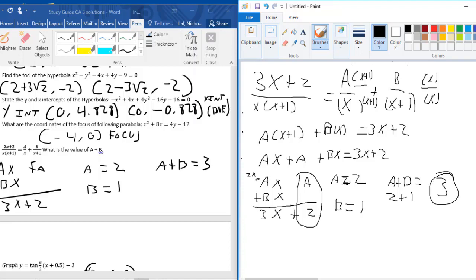Which means if you wanted to plug in values for A and B, you could easily just take your values for A and B and plug them in and see if the equation works. So essentially, you multiply A by the denominator of B. You multiply B by the denominator of A. You group your x terms, you group your constants. You set it equal to the x terms and the constants of what's in the numerator that's left alone. And then, you're good to go.